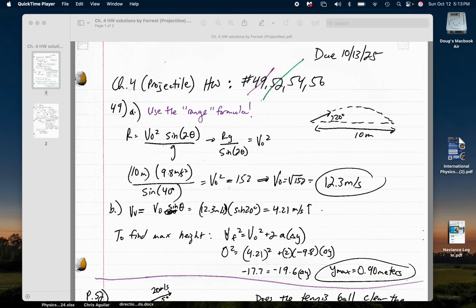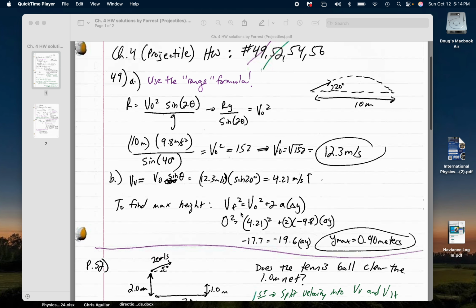You could have also thought about this, due to the symmetry of the problem, as Vf on the way down, right before it hits the ground, being 4.21 and V0 at the top. And that way you can just use g as a positive 9.8, so you shouldn't end up with a maximum height that's negative. But again, you think of the first half or the second half of the problem.